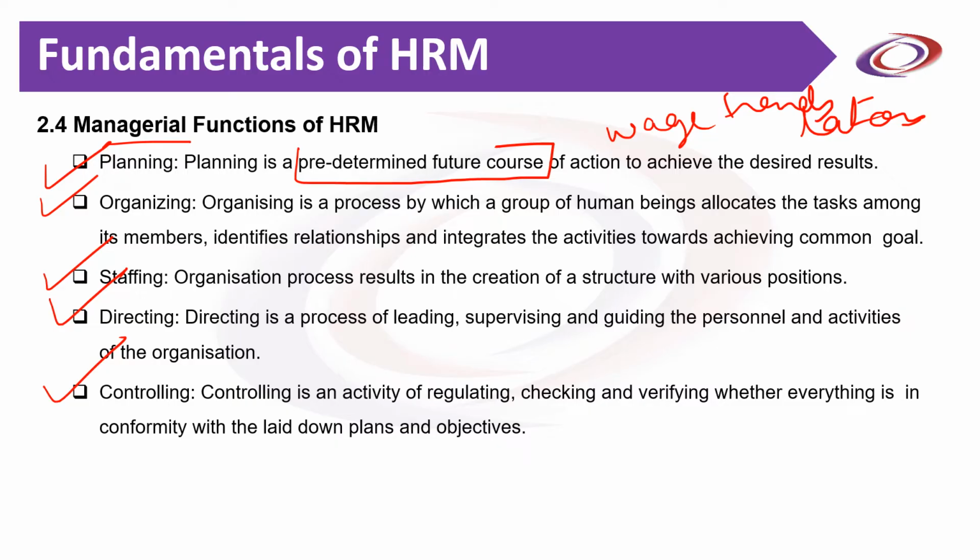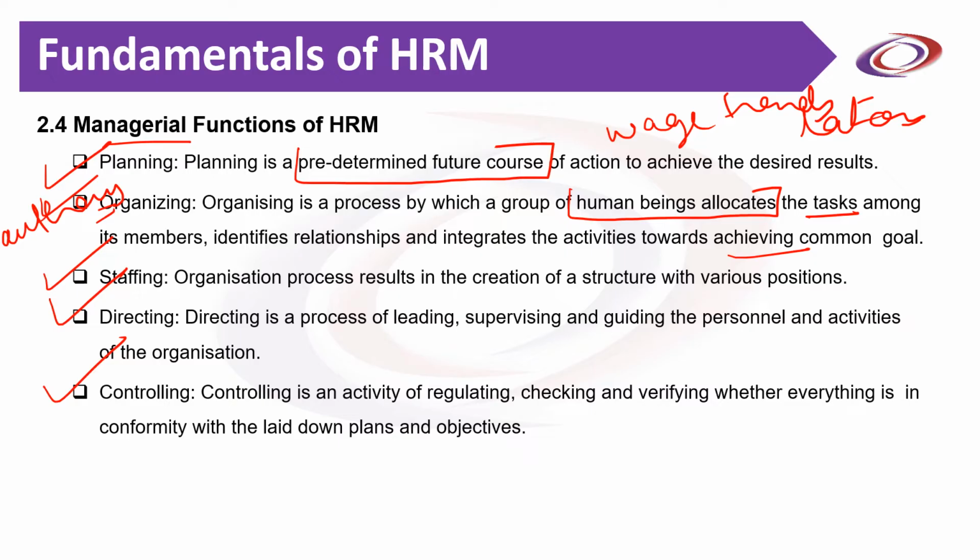Next, organizing. Herein, the group of human beings are allocated tasks among its members according to their own skills and talents, so that they can work towards achieving the common goal. So the human beings that are appointed are now organized. Now, allocation of the resources as well as authority and responsibility. This is important.